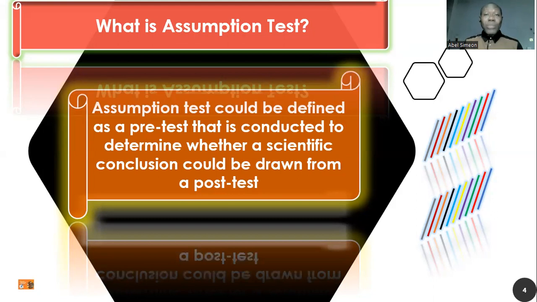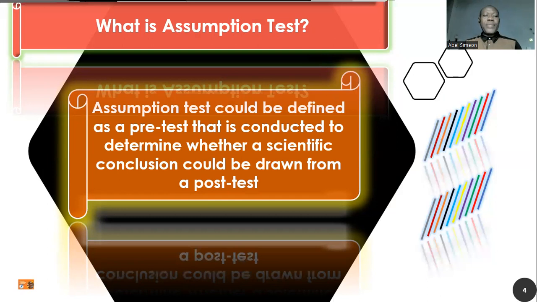If there are no assumption tests, I tell you, no scientist will want to reckon with work that has no assumption test. There's nothing to prove that yes, you carried out scientific work. So number one, you have to prove that a scientific conclusion can be drawn from your work.